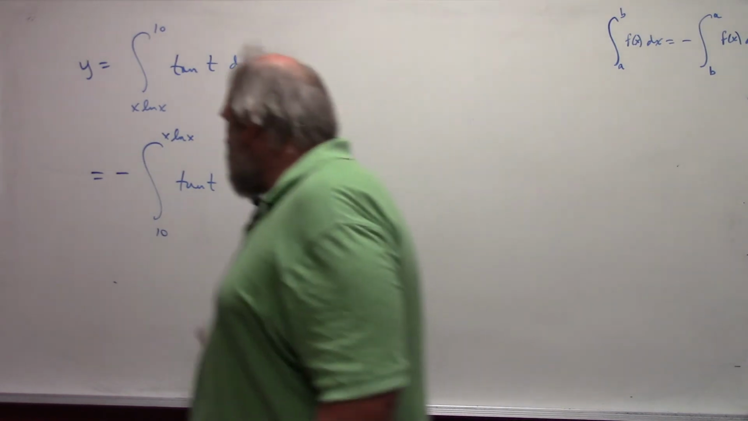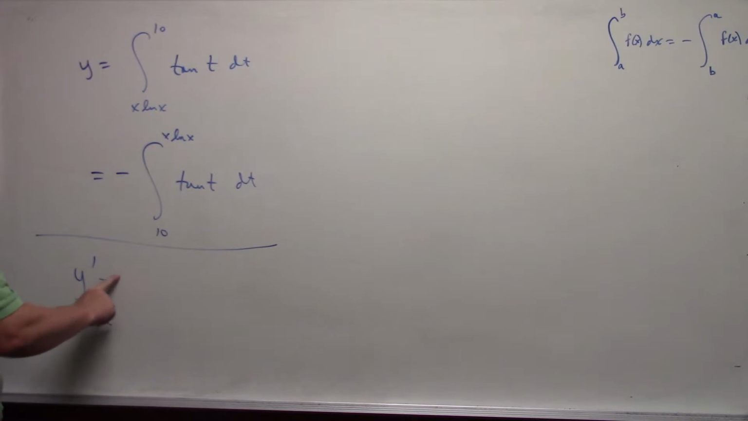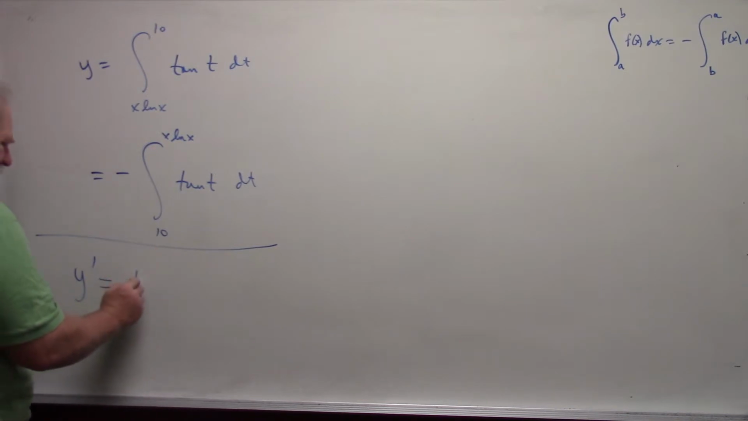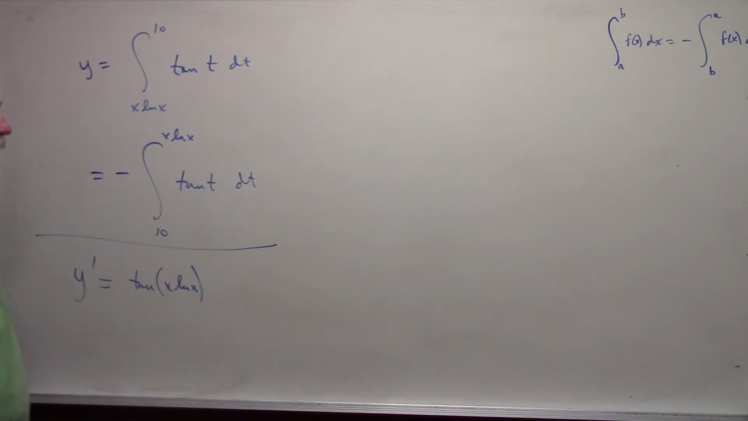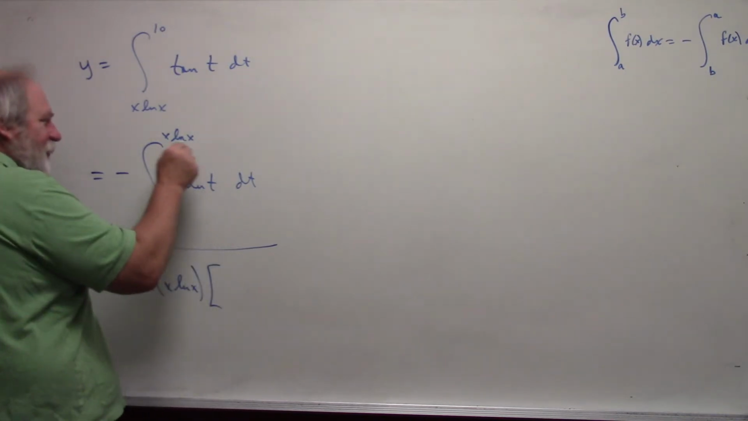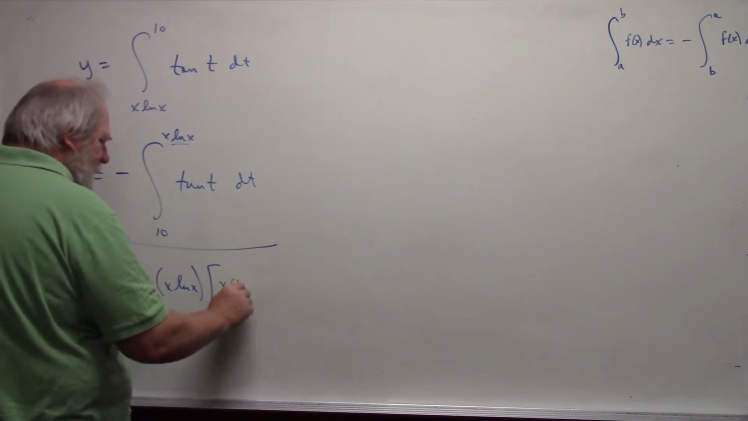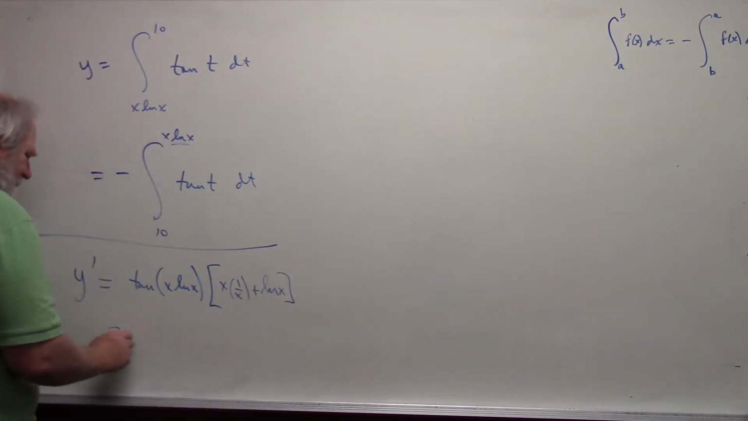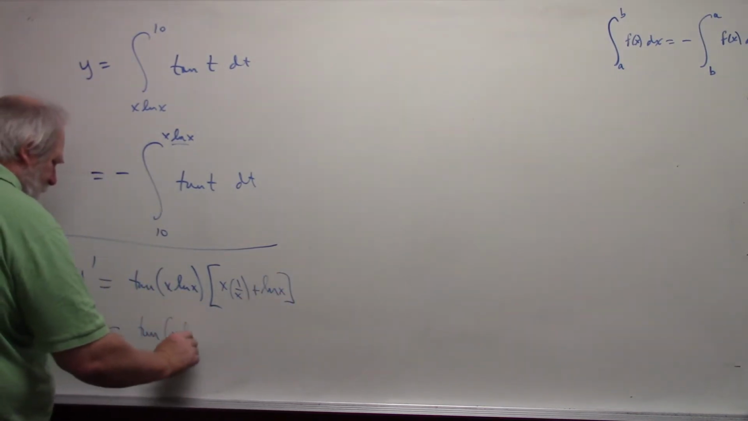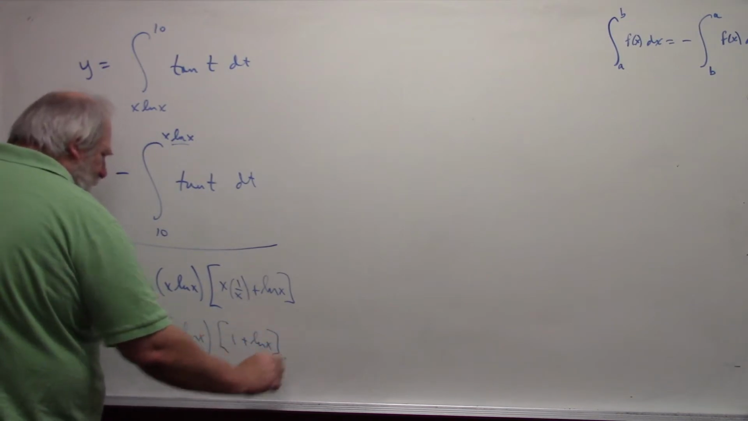And now I can use FTC1. This is still the original function. Its derivative is going to be the tangent of x ln of x, but we're not done because I have to use the chain rule, times the derivative of x ln of x, which is the first times the derivative of the second, plus the second times the derivative of the first. And so I end up with the tangent of x ln of x times the quantity 1 plus ln of x. That would be the derivative.